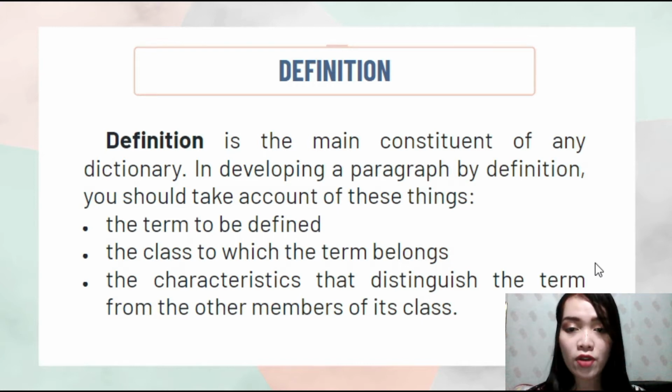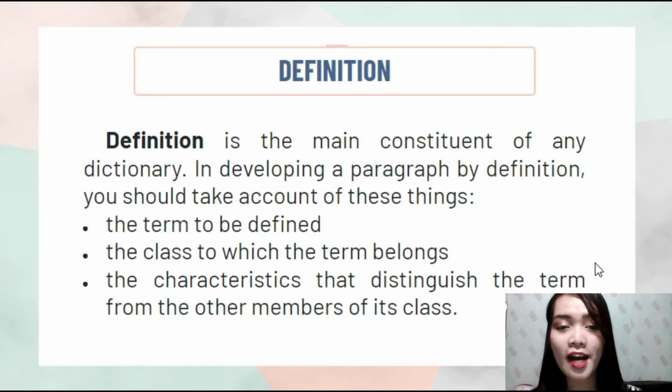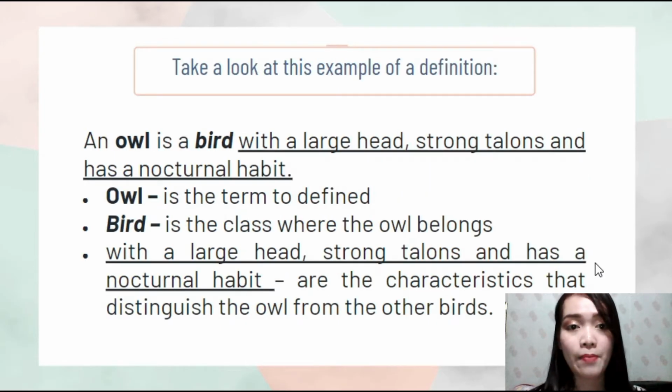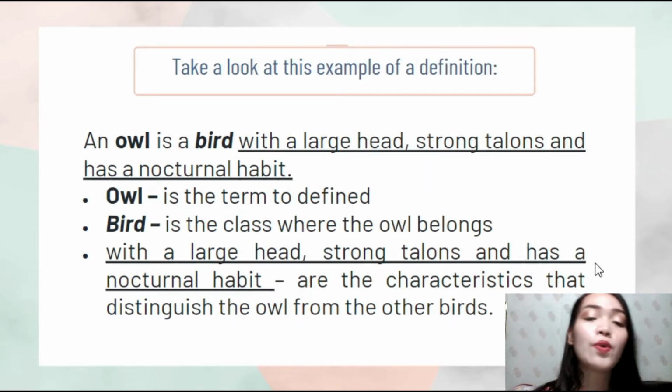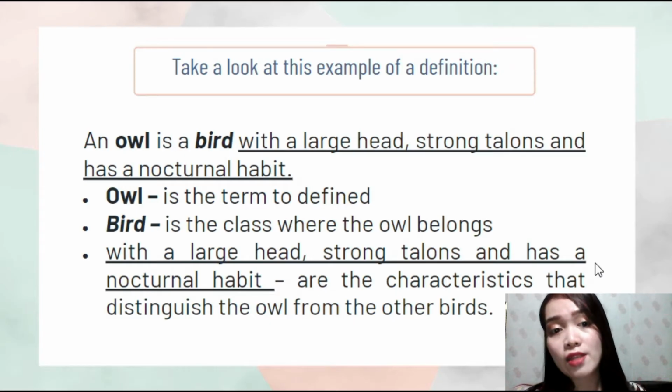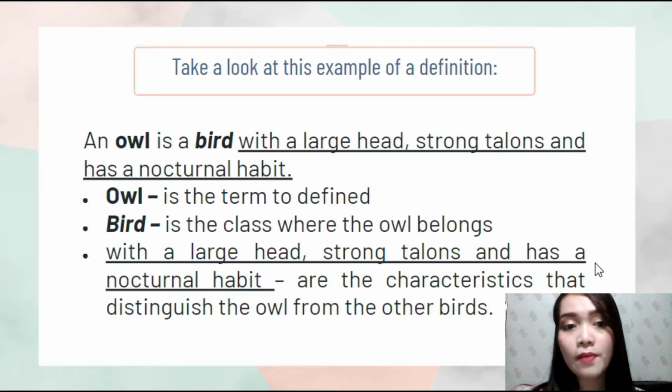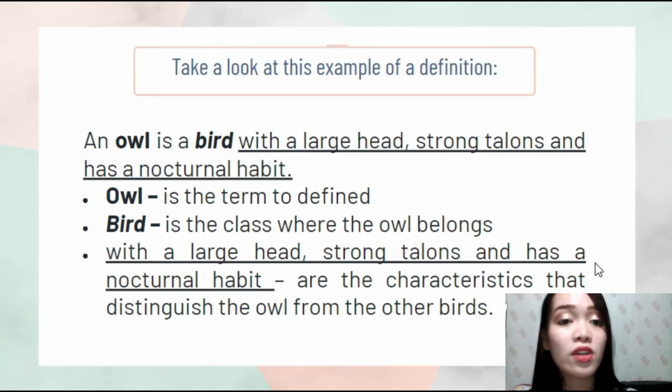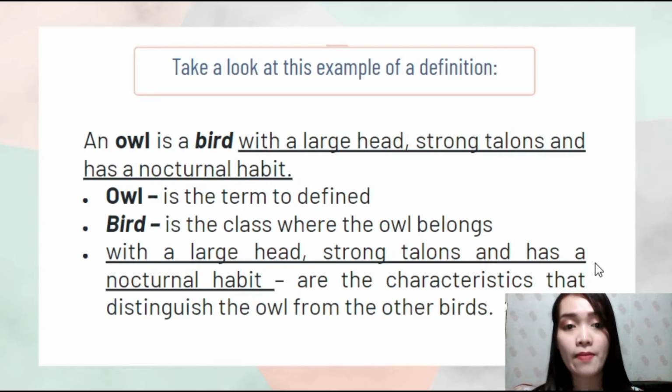So from the first time you read this meaning of definition or how it is being explained, maybe some of you might be confused by it. But let me give you an example. Okay, so the term owl is being defined there. So let's read. An owl is a bird with a large head, strong talons, and has a nocturnal habit.